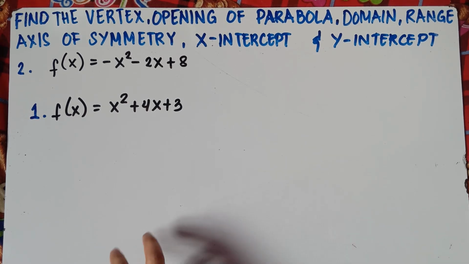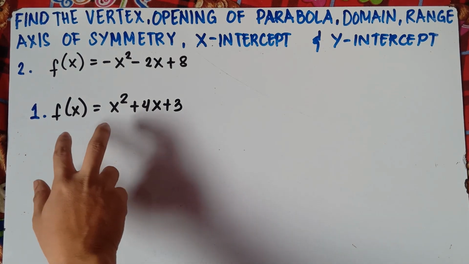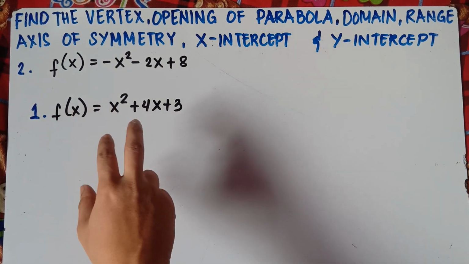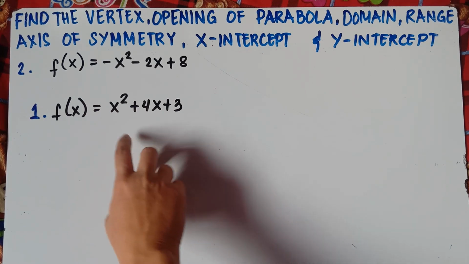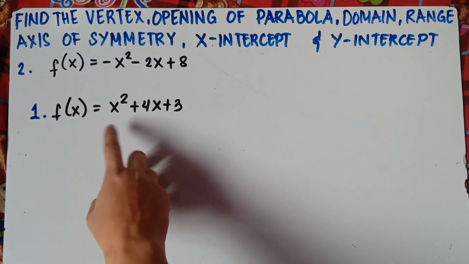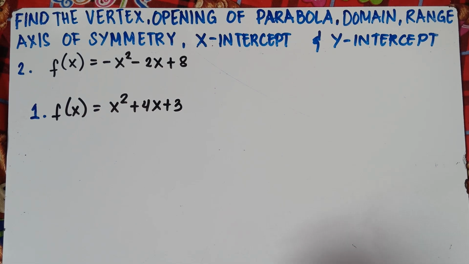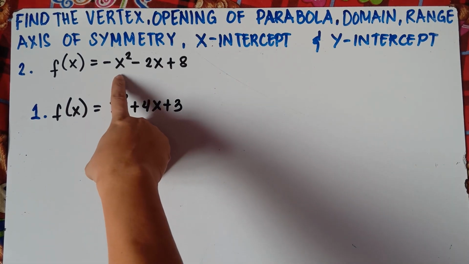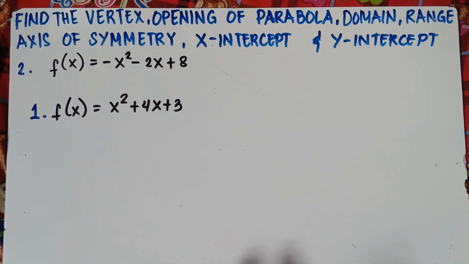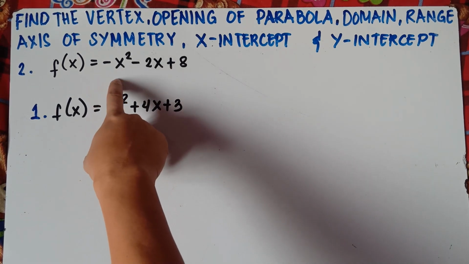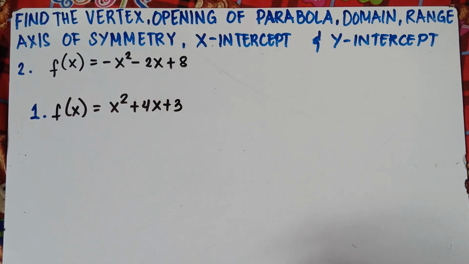In part 1 of our video, we answered this number 1. We had the given example f of x equals x squared plus 4x plus 3, in which we have a positive x squared. Now in this video class, this was requested by our students, our subscribers. What if, sir, we have a negative x squared? What would we do if we have a negative x squared in this function? So we will explain step by step how to find the opening of the parabola, the domain, the range, the axis of symmetry, the x-intercept, and the y-intercept.